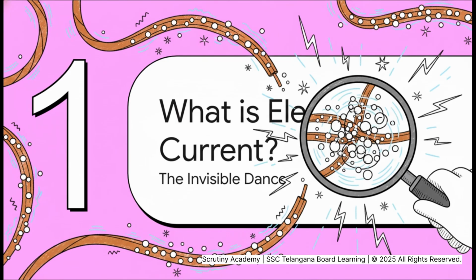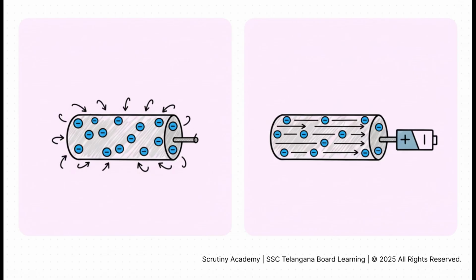All right, part 1. I want you to picture a simple copper wire. It's just sitting on a table, not plugged into anything. You'd think it's totally quiet and still inside, right? Well, not even close. On a microscopic level, it's actually a wild, chaotic dance floor in there. And this slide shows you exactly what I mean.